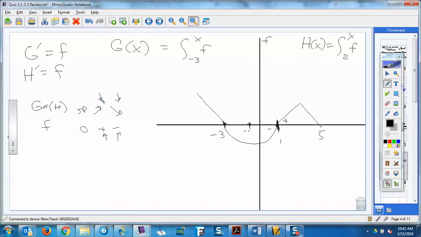Does big H have a local max at -3? Yes, same reasoning. Because little f changes from positive to negative, so big H is changing from increasing to decreasing. Where does big G have its minimum value? Now it goes from -5 to -2, so that's here. They're only talking about from here to here, right? -5 to -2. Where does big G have its minimum value?